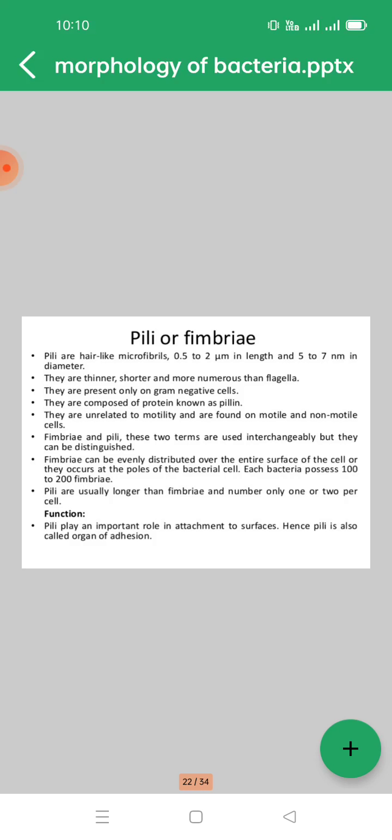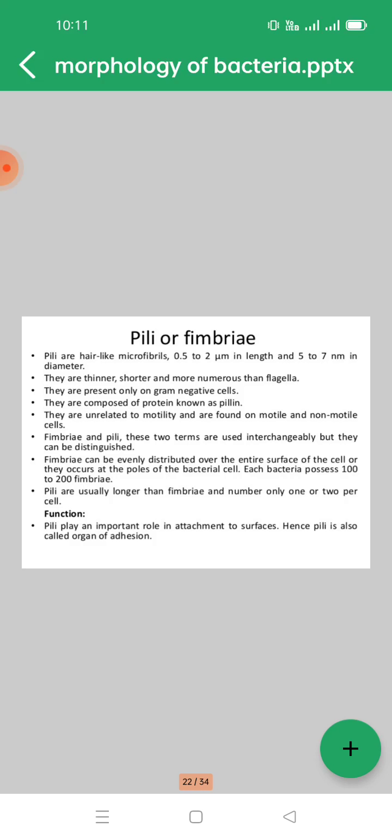Fimbriae can be evenly distributed over the entire surface of the cells. They form at the poles of the bacterial cells. Each bacterium possesses some 100 to 200 fimbriae, so in a single bacterial cell, maybe 100 to 200 fimbriae are present. Pili are usually longer than fimbriae, whereas fimbriae are present in just one or two numbers, whereas pili are numerous.